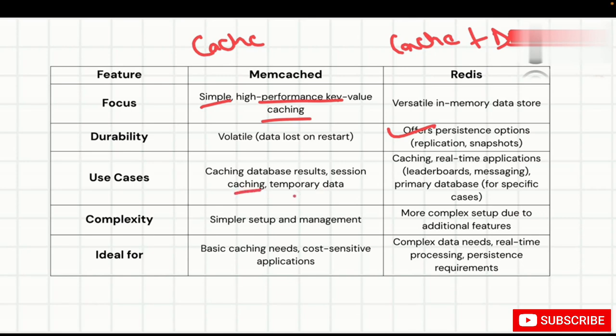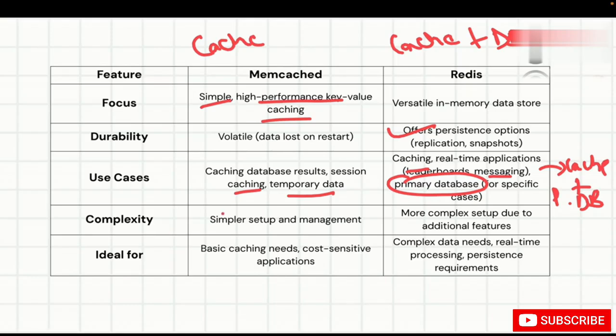So session caching, temporary data. It's like storing temporary files when the system starts, and after the system is shut down, all the temporary data is lost. Whereas in Redis, you can do caching and provide real-time applications like messaging and leaderboards, for example a Facebook leaderboard can be built with it. Then it can even be used as a primary database. So Redis has grown itself into a cache plus primary database.